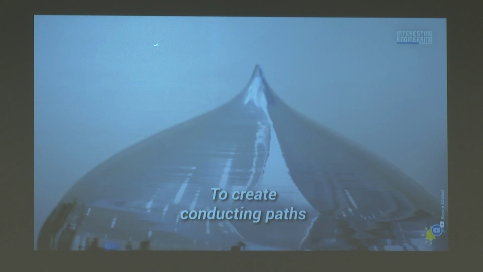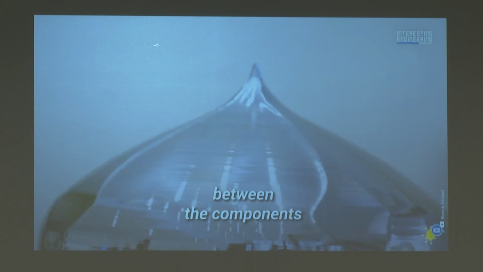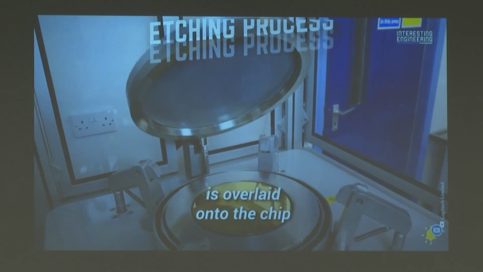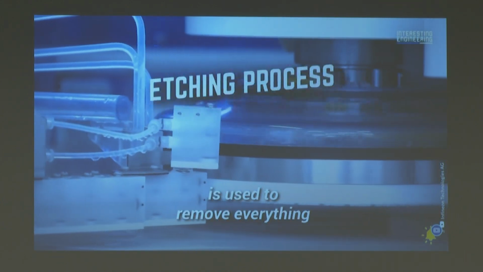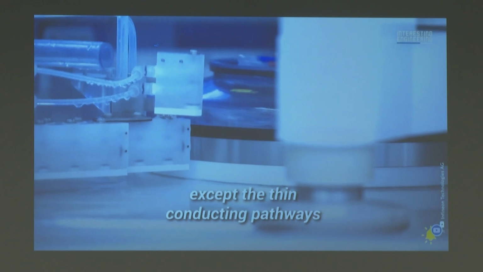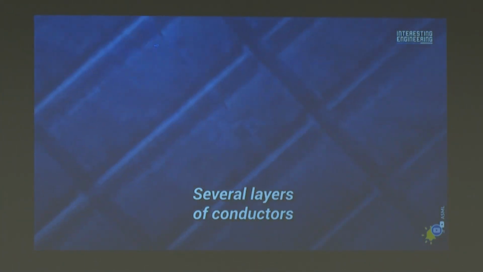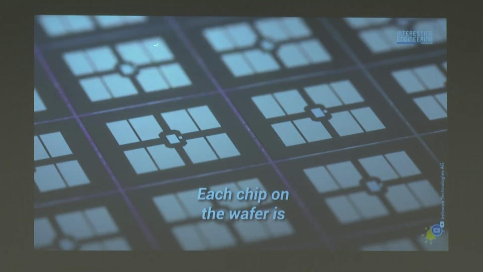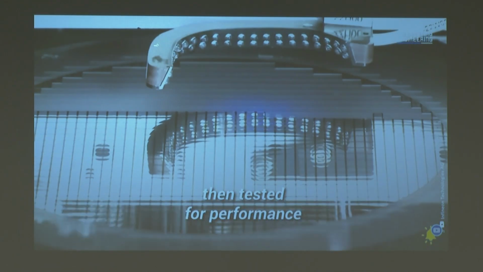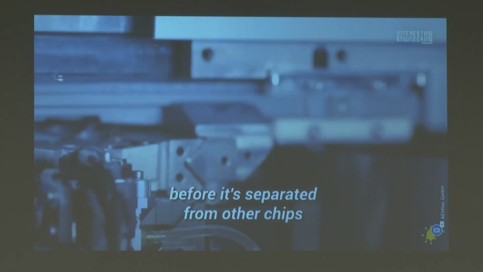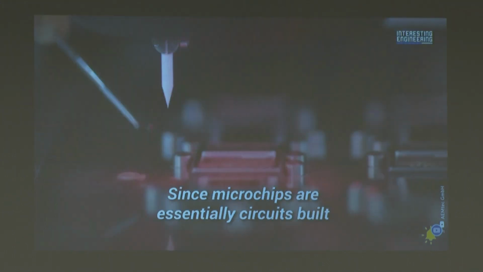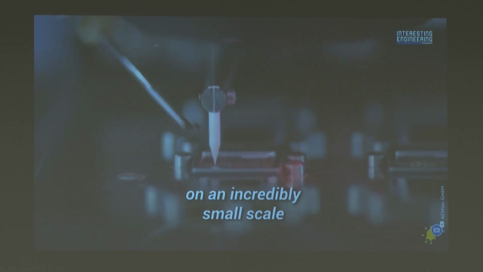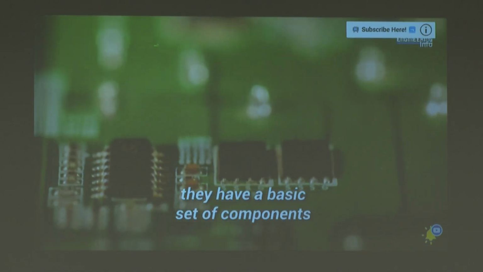step. To create conducting paths between the components, a thin layer of metal, such as aluminum, is overlaid onto the chip, and the etching process is used to remove everything except the thin conducting pathways. Several layers of conductors separated by glass insulators can be laid down. Each chip on the wafer is then tested for performance before it's separated from other chips on the wafer by a saw. Since microchips are essentially circuits built on an incredibly small scale, they have a basic set of components.